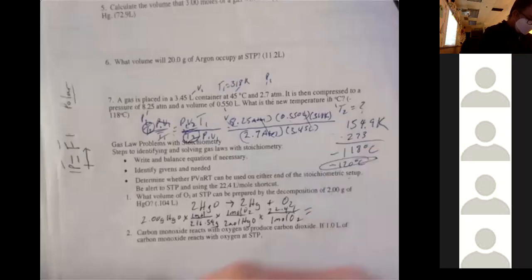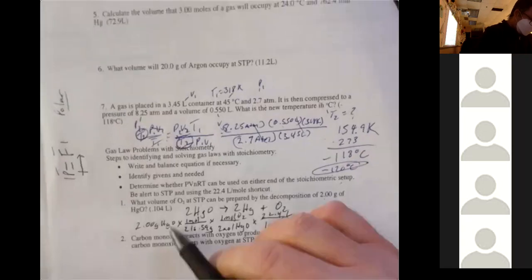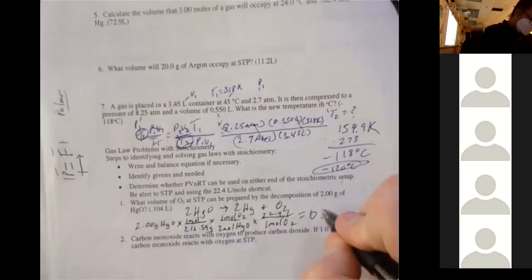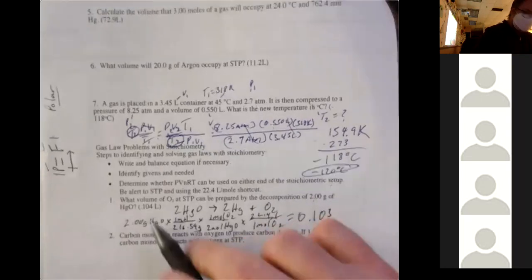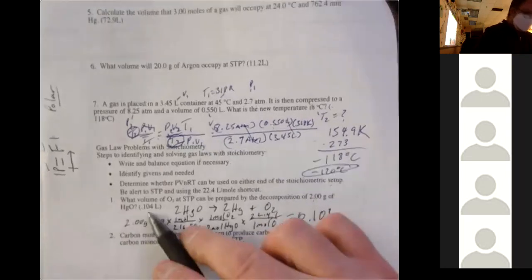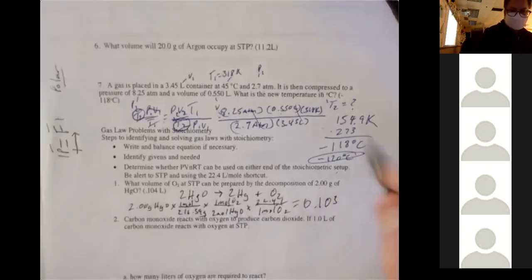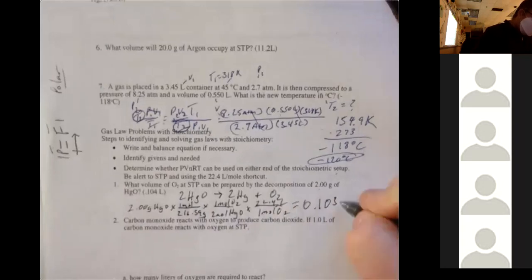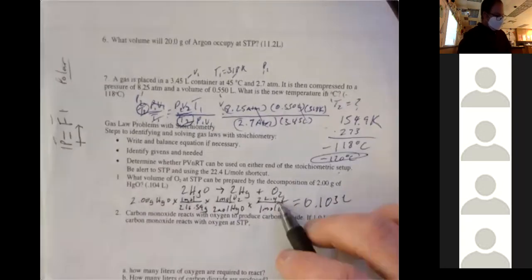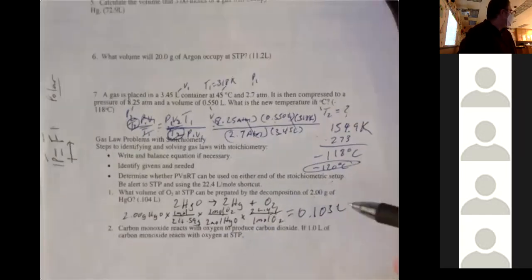The answer is about 10.3421. I said 200 instead of 2. 2 divided by 216.59 divided by 2 times 22.4. The answer is about 0.1034. Looks like they may have used a different molar mass or something like that, but we get 0.103. Maybe they used a different periodic table. Remember, every answer I do is based off my periodic table. Everything cancels out except for liters.